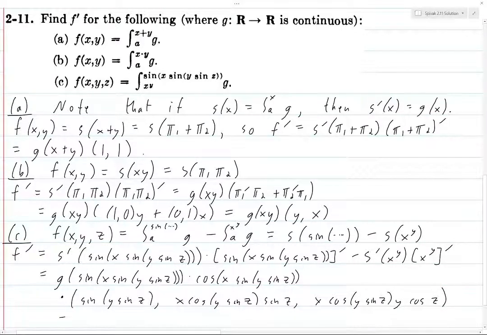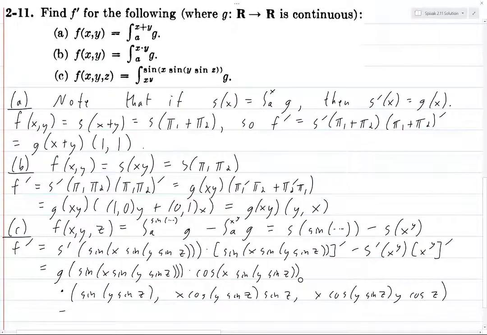The second term is, so we're subtracting, again we've got the g times x to the y, and then we're multiplying by this vector that we computed in the last exercise. We've got y times x to the y minus 1, x to the y natural log of x, and 0. And so there we go.